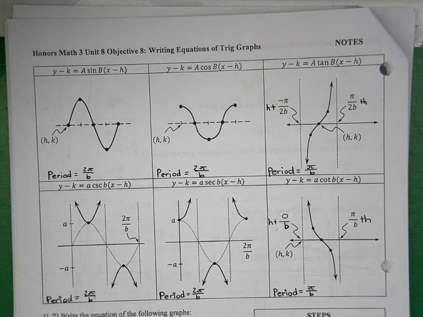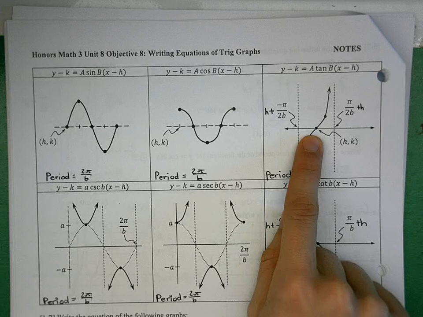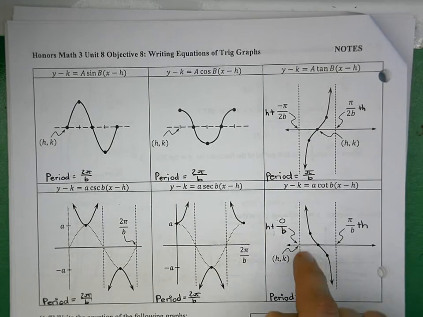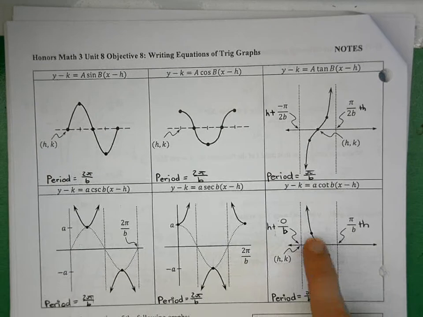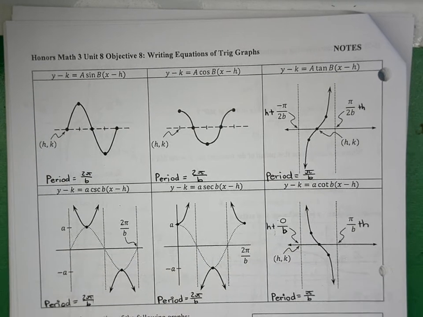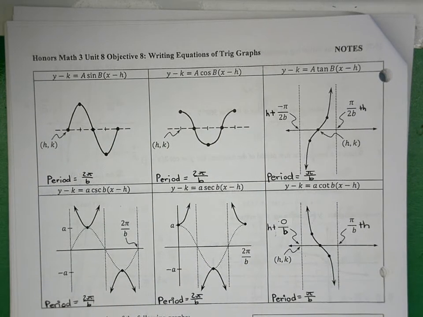And then tangent and cotangent, our last 2 graphs, are shown here at the end. They have quite a few things that are different about them. So tangent, its HK, as a reminder, is the middle point. Cotangent, its HK, is on the left-hand asymptote when you're pulling out your HK. Both tangent and cotangent have asymptotes, and so a reminder of what their equations are.